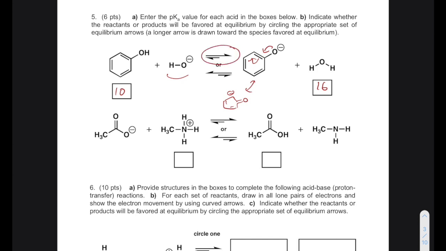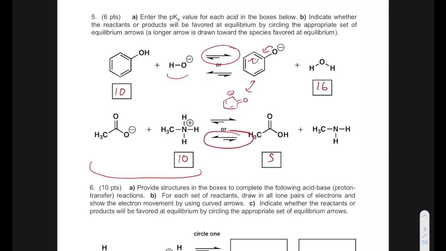The second problem is a little bit trickier because you might think, well, the molecules are charged on the left, so the equilibrium should lie to the right. But you have to actually look at the pKa's here. And the pKa of a carboxylic acid is something that we should know. It's between 4 and 5. We'll call it 5. And the pKa of a protonated amine is around 10. So actually, the equilibrium lies to the left.